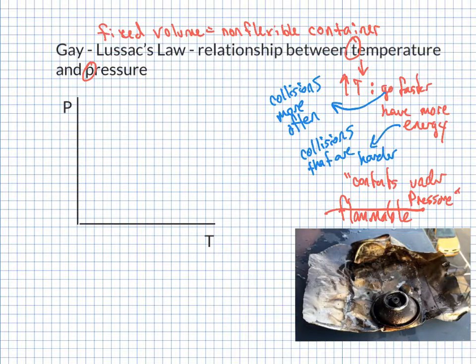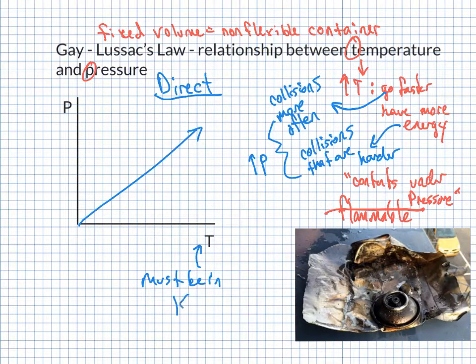And what do these two things mean for pressure? Well, more collisions more often that are harder. These two things together mean that you also have an increase in pressure. So if you increase temperature, you will increase pressure. That means these two things also have a direct relationship, so you're going to have a similar type graph, pressure going up as temperature goes up. But again, this temperature must be in Kelvin.